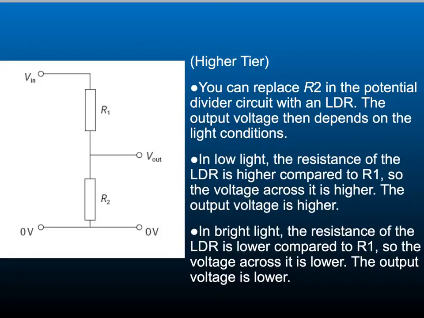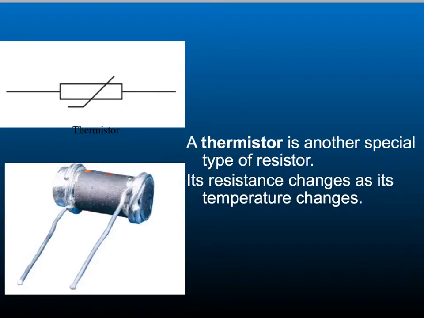However, in bright light, so through the daytime, the resistance of the LDR is lower compared to R1. So that means the voltage across it is lower and the output voltage is lower. That means there may not be enough voltage to turn the light on, so it will be off during the day when the light intensity is high.